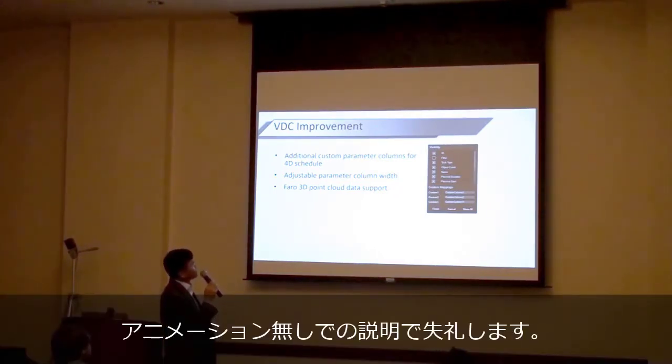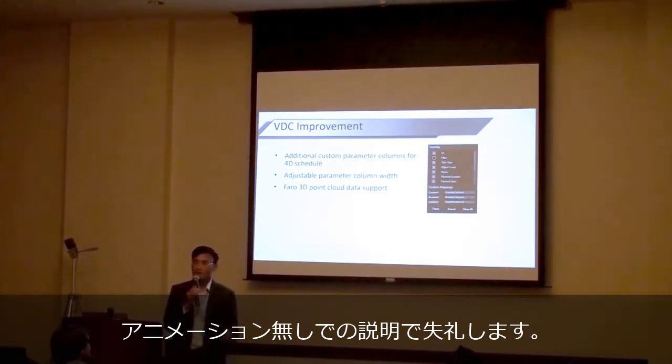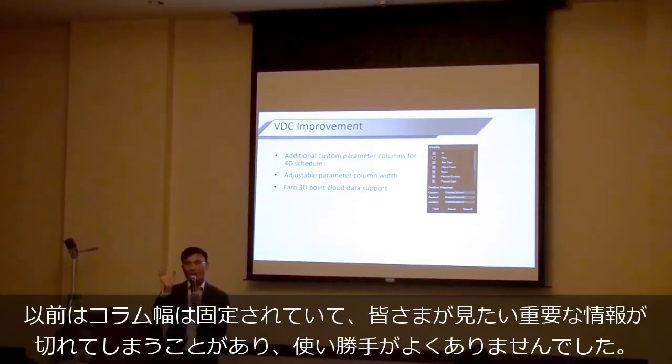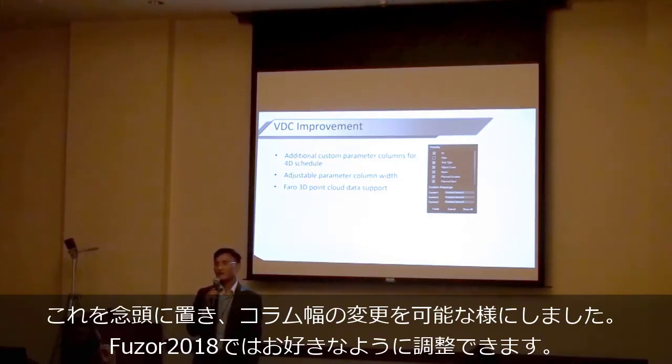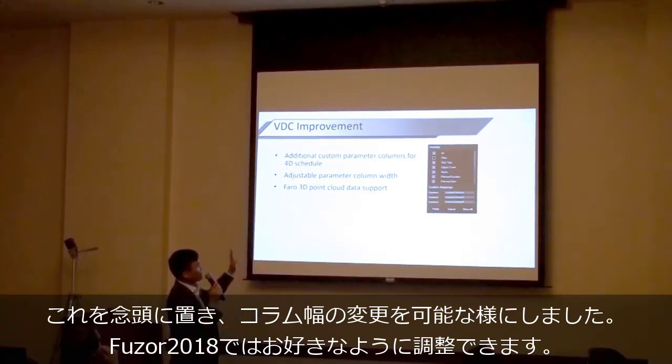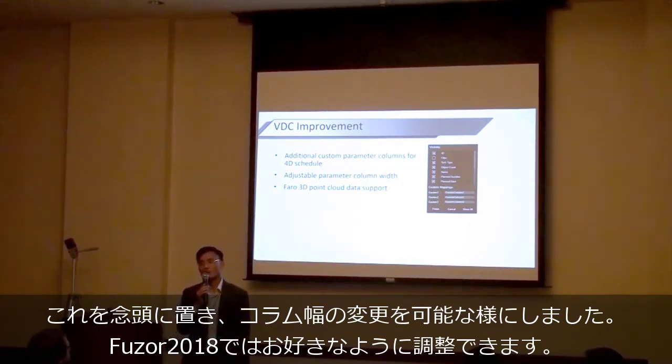And another thing is that I wish I had a way to animate it, but before, our column width was fixed, which is really, really bad because sometimes it cut off the important information that you might want to see. With that in mind, John actually did some work to make sure of that. Now you can use the mouse to adjust the column however you need, so it fits perfectly.